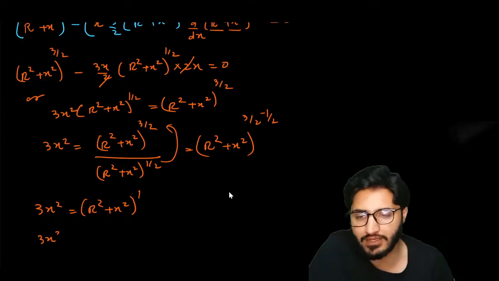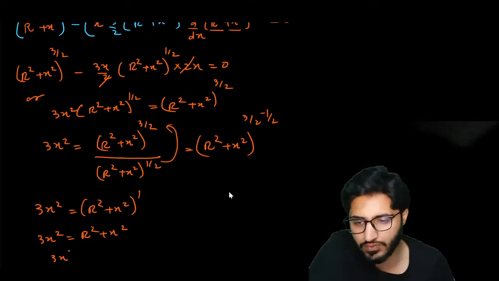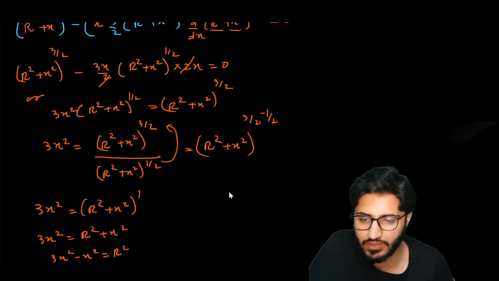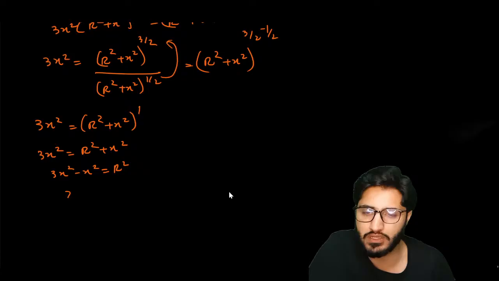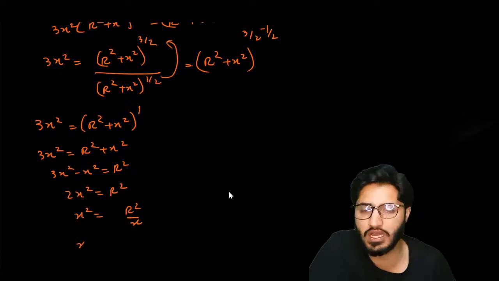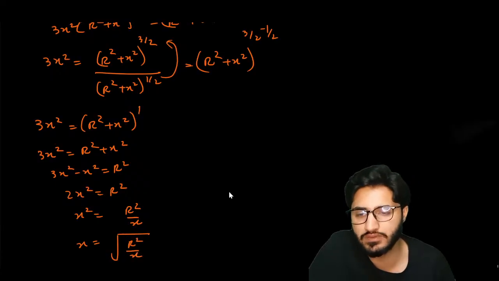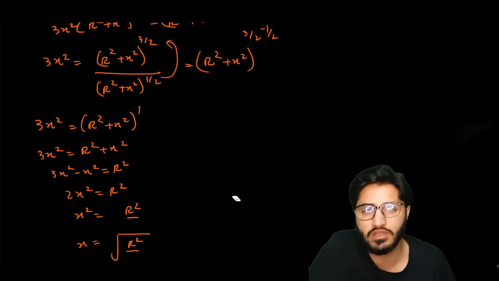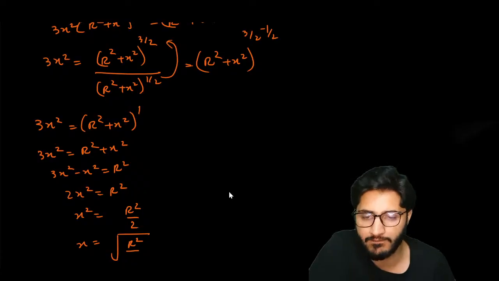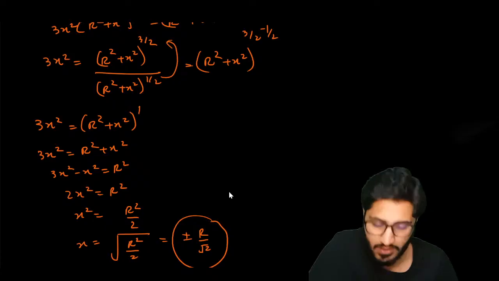So I can write 3x square equals r square plus x square. So 3x square minus x square equals r square. Okay, so it will be 2x square equals r square. So x square is equal to r square by 2. So x will be equal to the square root of r square by 2. It is 2 here, no? Therefore, it will be plus minus r by root 2.